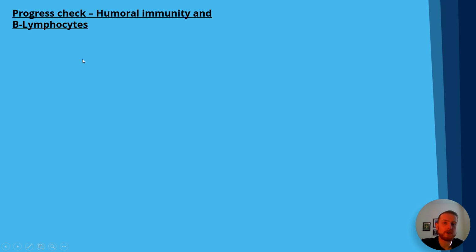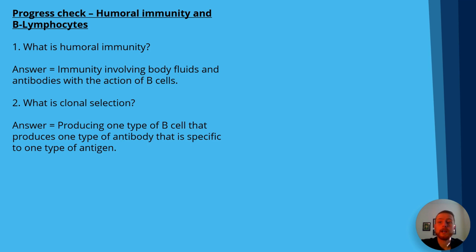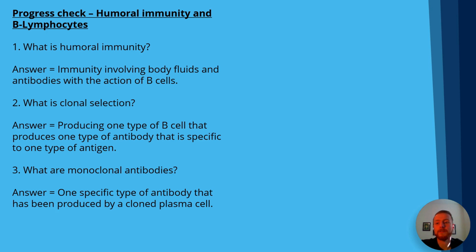So let's do another progress check. Again, I'll give you a question, pause the video, answer it, and then I'll give you the answer. So number 1, what is humoral immunity? The answer is immunity involving body fluids and antibodies with the action of B cells. Number 2, what is clonal selection? The answer is producing one type of B cell that produces one type of antibody that is specific to one type of antigen. Number 3, what are monoclonal antibodies? The answer is one specific type of antibody that's been produced by a cloned plasma cell.